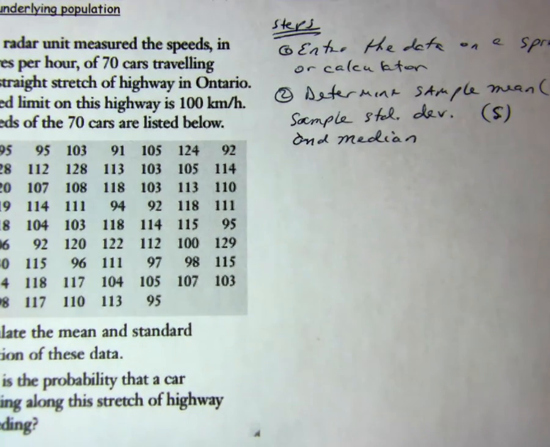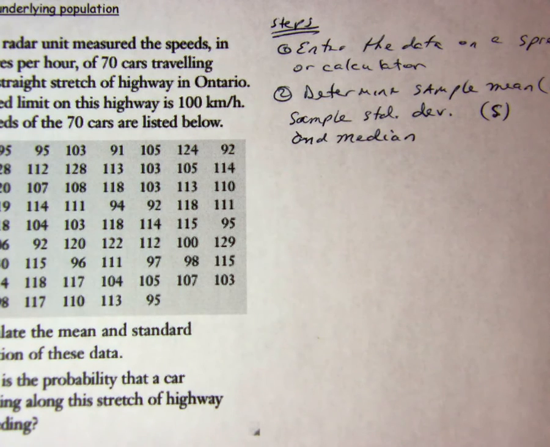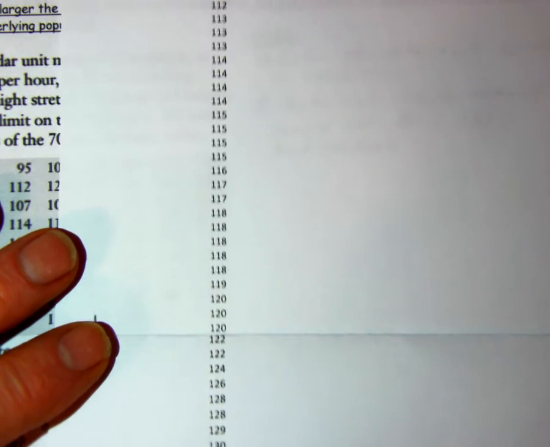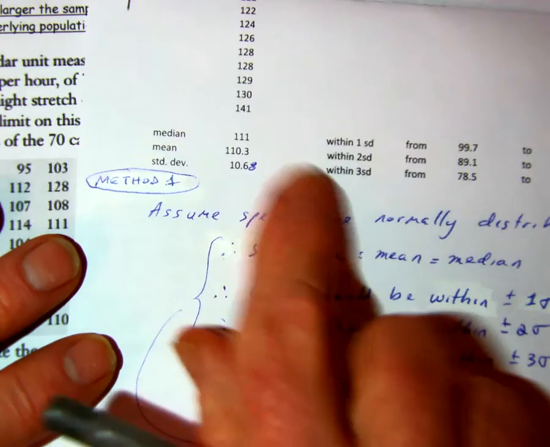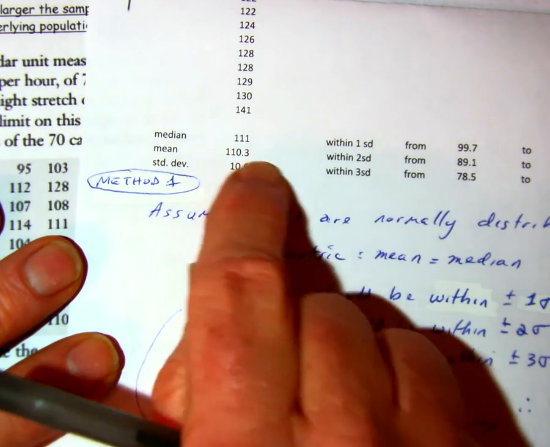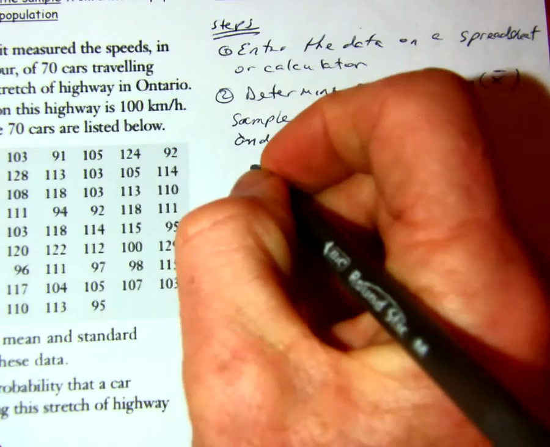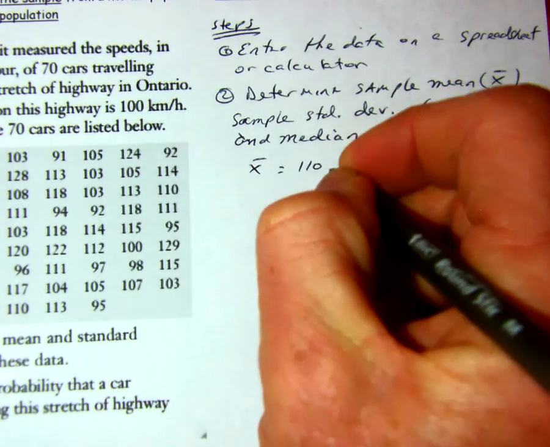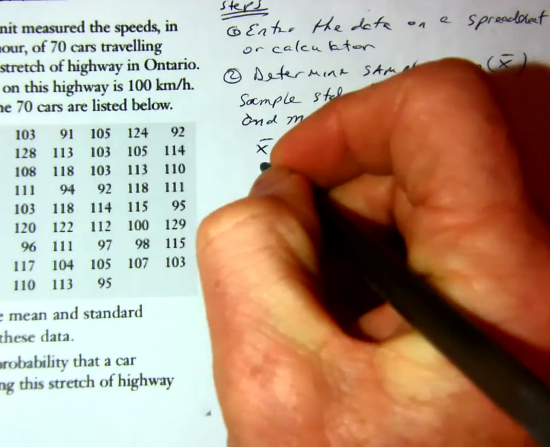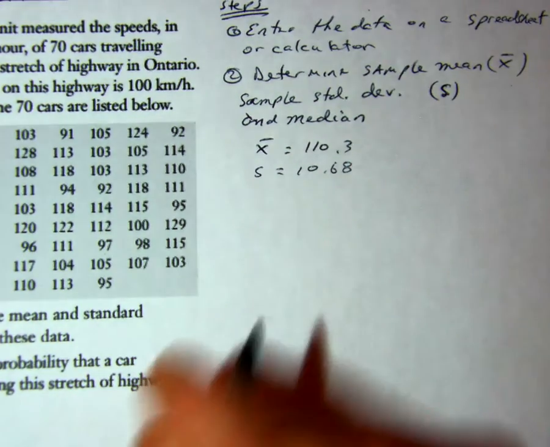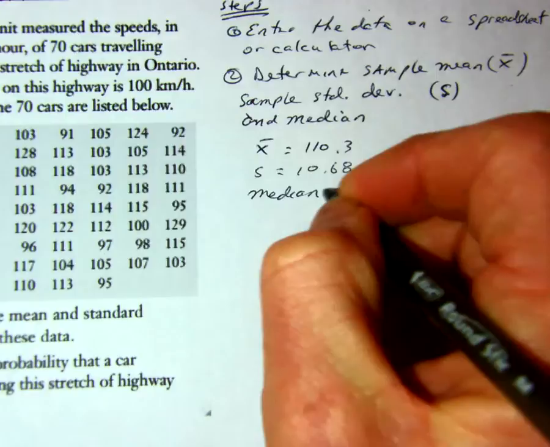All right. So, and I did it. I put this onto a spreadsheet. I'm not going to refer to the spreadsheet because it's not going to be part of the video, but that's all the data. And in the spreadsheet, you can sort it. So there's 70 values. And the spreadsheet can calculate the median, calculate the mean, calculate the standard deviation, right? So let's just write that down. So the mean was 110.3. The standard deviation, the sample standard deviation was 110.68, and the median was 111.